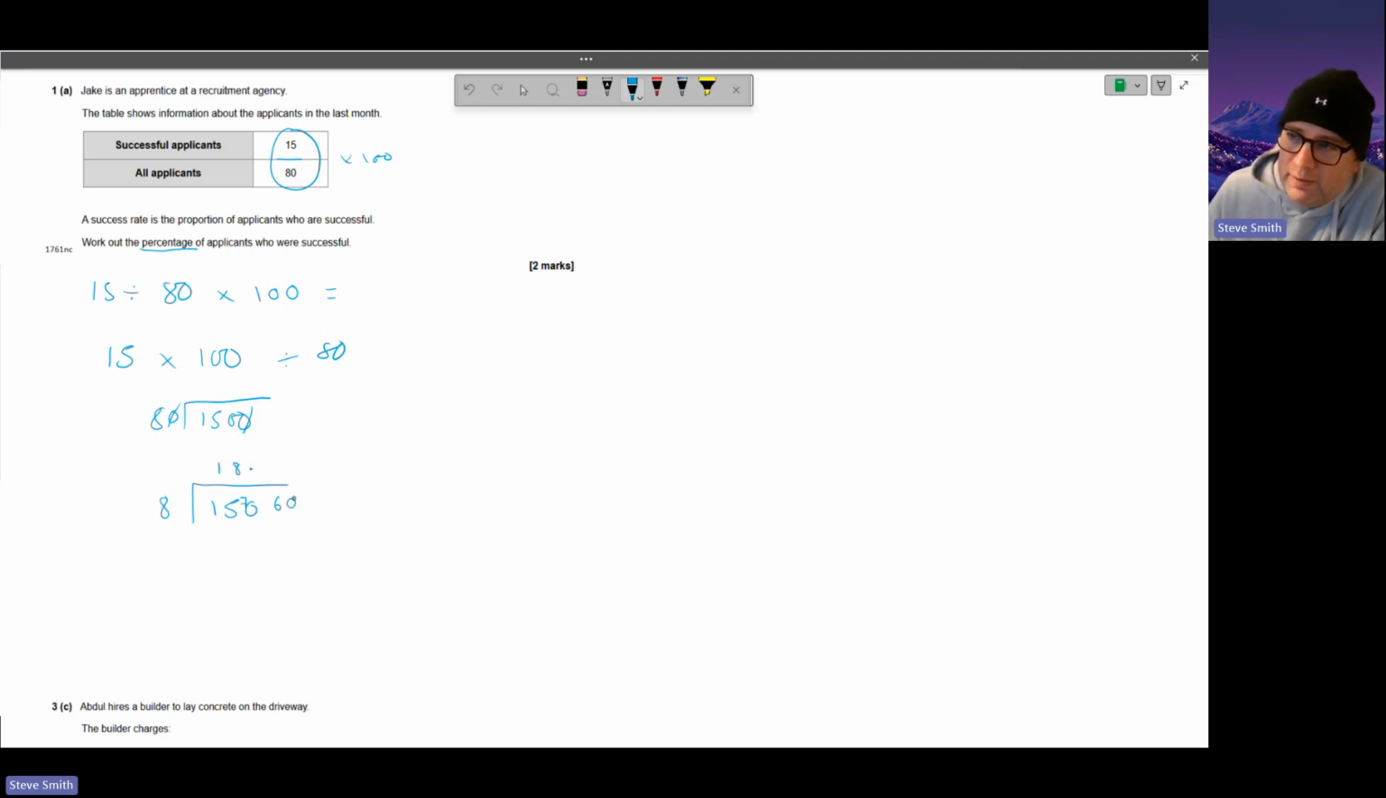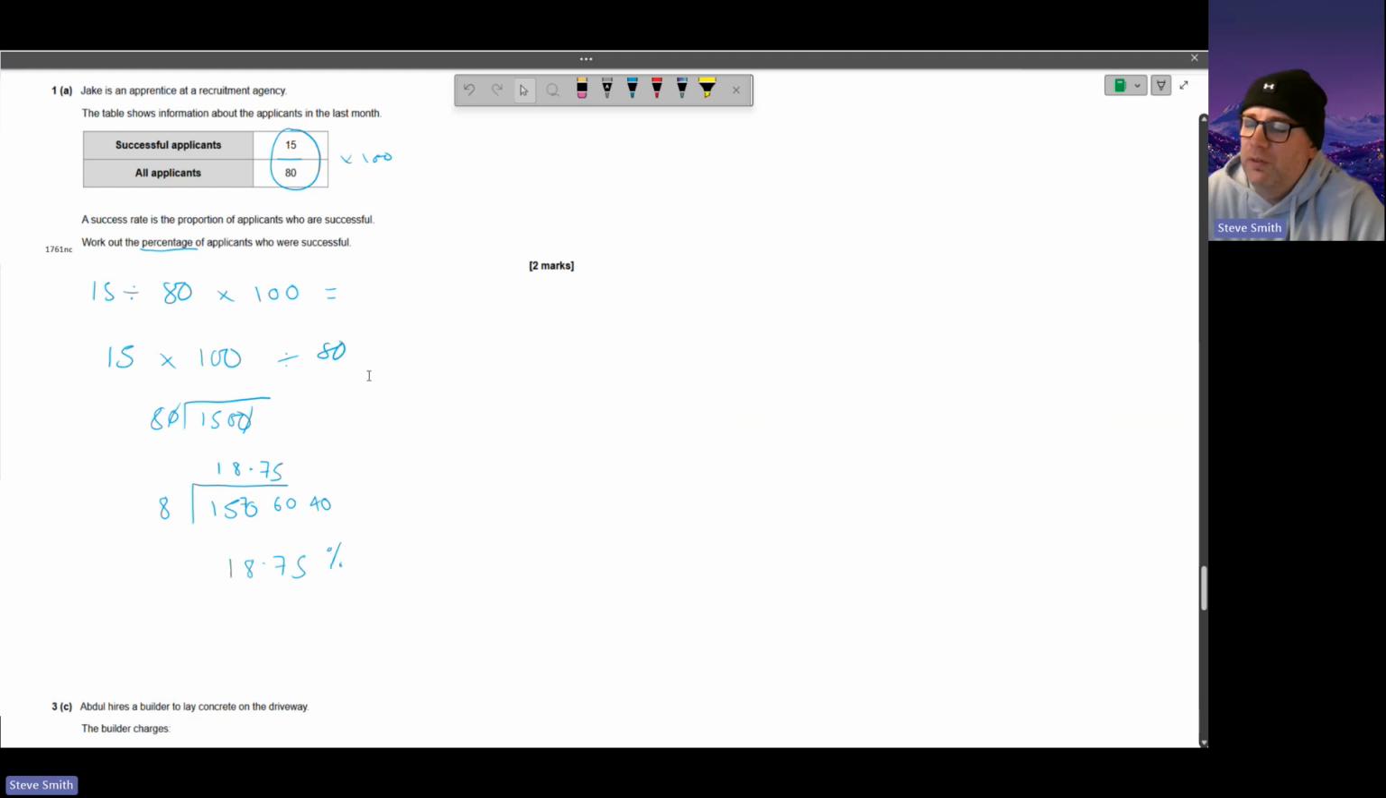And 8 into 60. 8 into 60 is 56. That's 7 times, with 4 remaining. 8 into 4 doesn't go, so 8 into 40 goes 5 times. So we've got our percentage straight away there as 18.75%. Let's find an answer to the max.